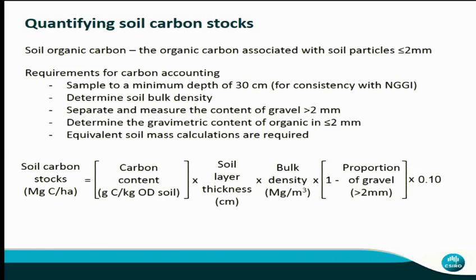We need to know the bulk density. We need to separate out the gravel and measure the content of stuff that is less than and greater than 2 millimeters. We've got to get the carbon content of that material, and we've got to run some equivalent mass calculations, which I'll talk about in a minute. And then with all of that, we can put it through this formula and come up with our carbon stocks.